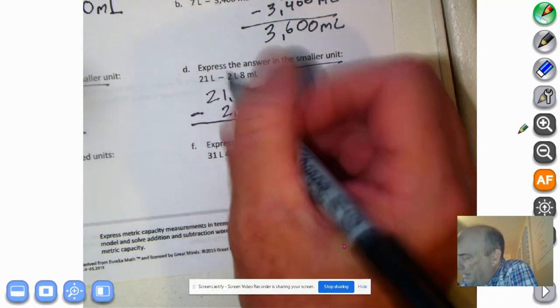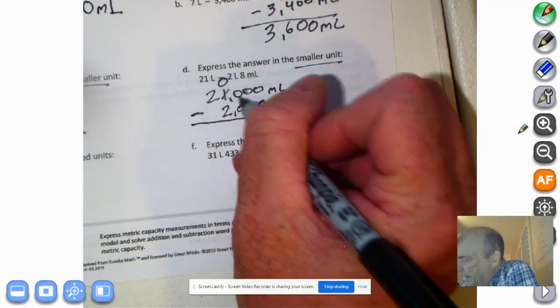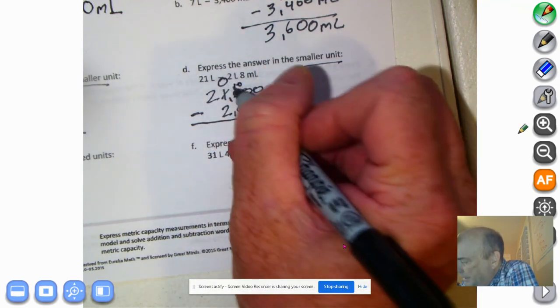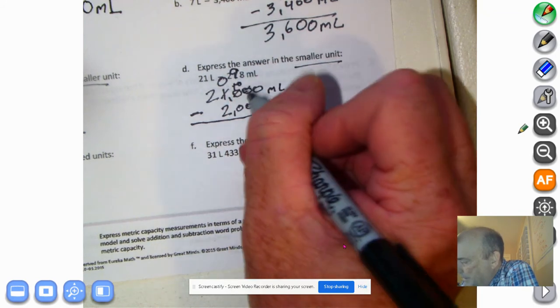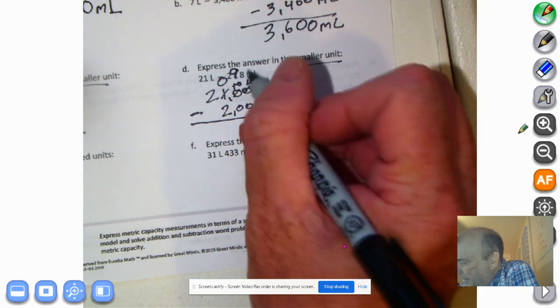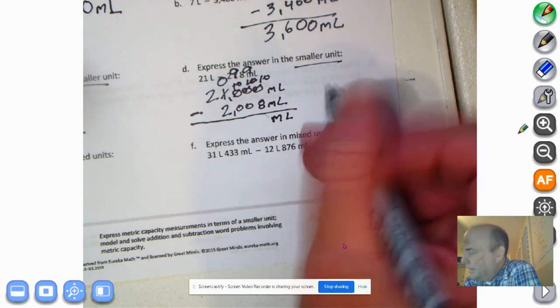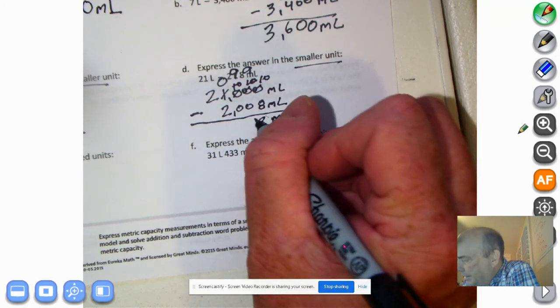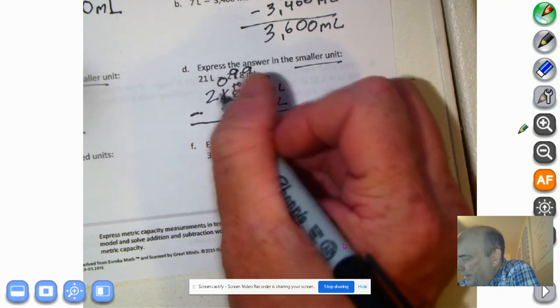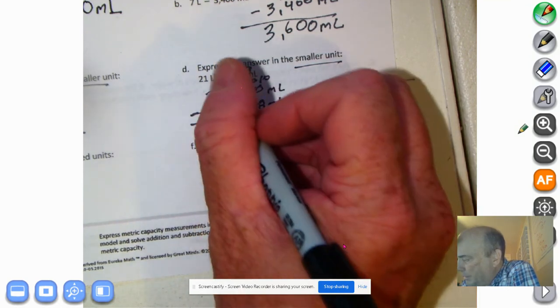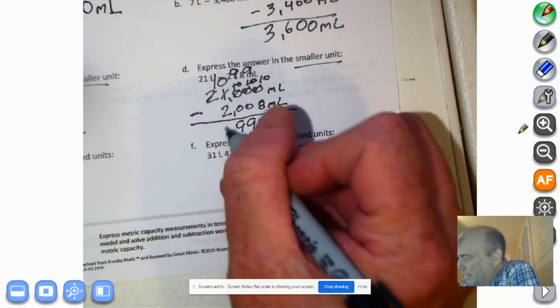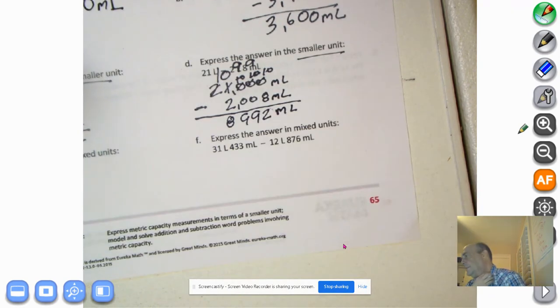Look at what I got to do. Decompose this thousands to 0. This becomes 10 hundredths, but then it's going to become 9 hundredths. This will become 10 tenths, then it will become 9 tenths, and this will remain 10 single milliliters. 10 minus 8 is 2. Bring down the 9. 9 minus 0. Oh, got to take away the 10,000s and give them over here. 10,000 minus 2,000 is 8. And there we have it, 8,992 milliliters.